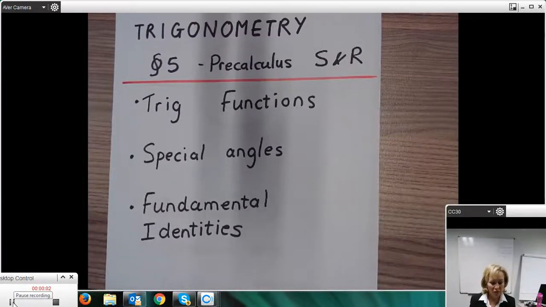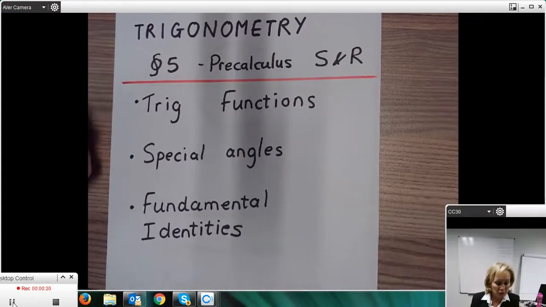What is trigonometry? It is the study of triangles, and we focus on the measurement of angles in triangles. This refers to Chapter 5 of the prescribed textbook Pre-Calculus by Stewart and Redlin. And for today I will just be focusing on trig functions, special angles, and fundamental identities.